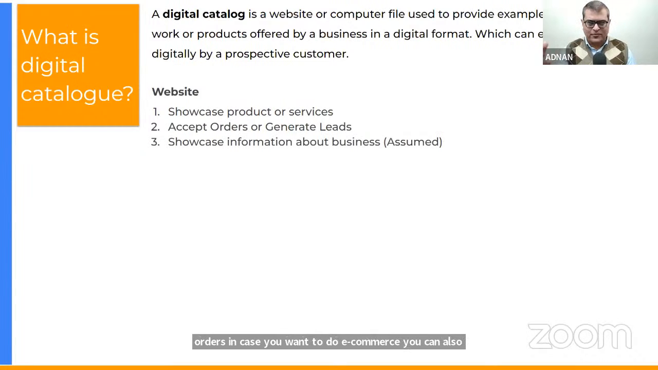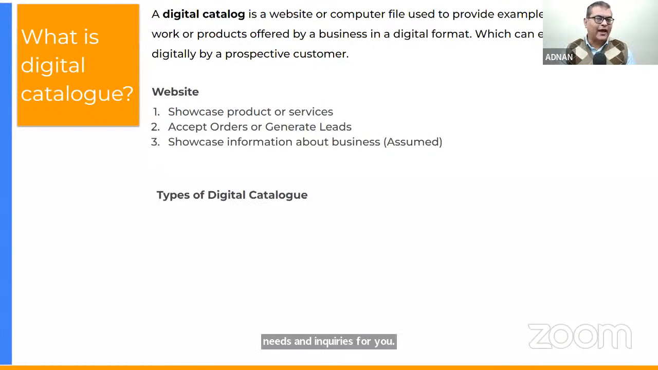And the third is something which we are assuming should be there. That is, it can showcase information about your business as well, right? So it is showcasing information about your business, information about the product or services that you're offering, and it can generate leads and inquiries for you. All right. So that is a digital catalog.